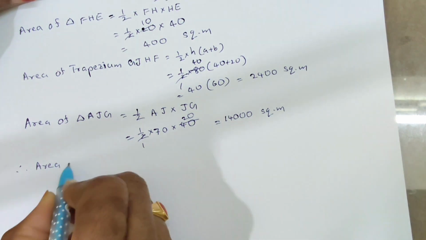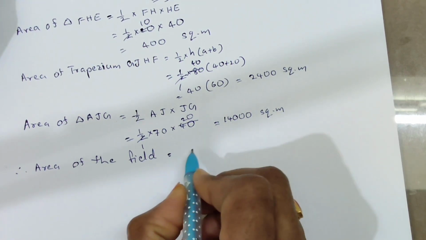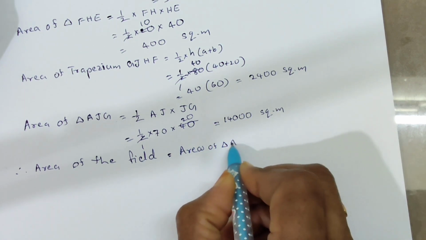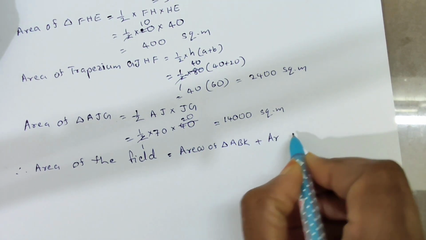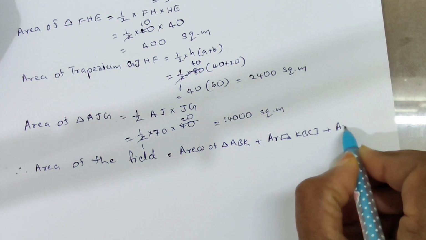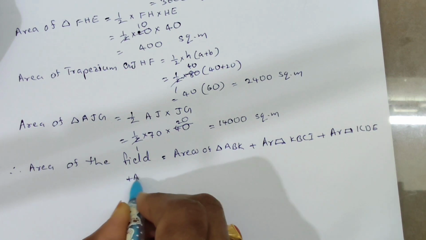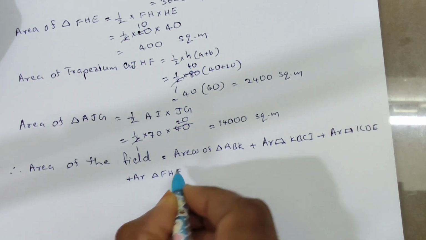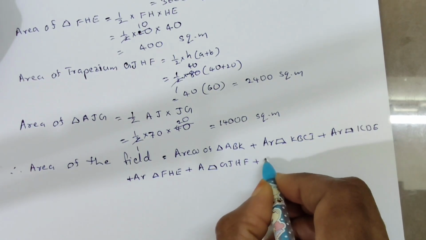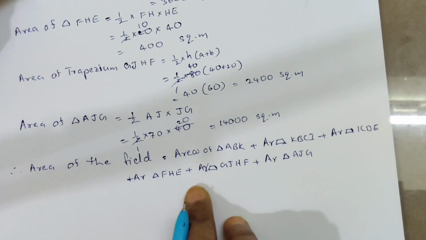Now here we write the area of a complete field. Therefore area of the field equal to these complete all areas: area of triangle ABK plus area of trapezium KBCI plus area of a trapezium ICDE, plus area of a triangle FHE plus area of a trapezium GJHF plus area of a triangle AJG. So add these all areas.